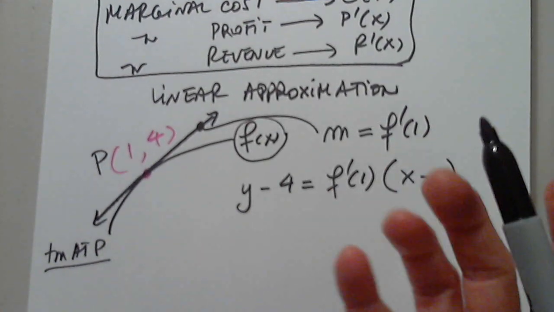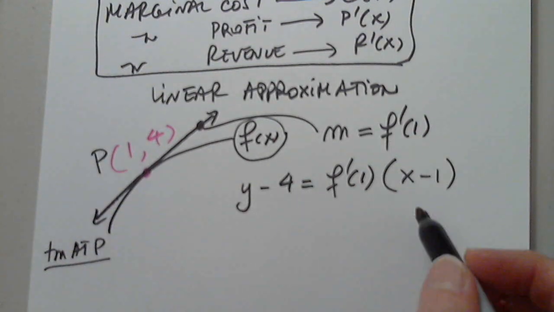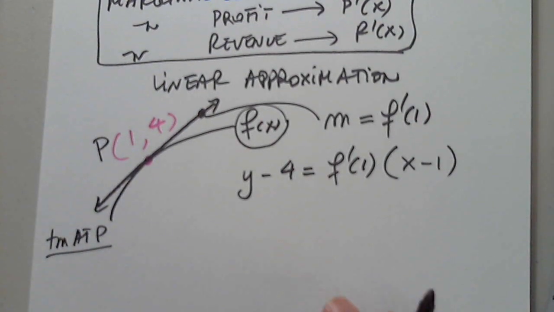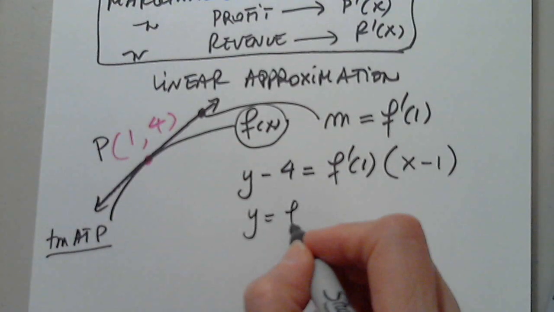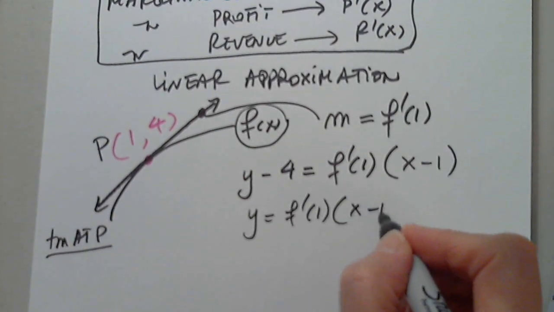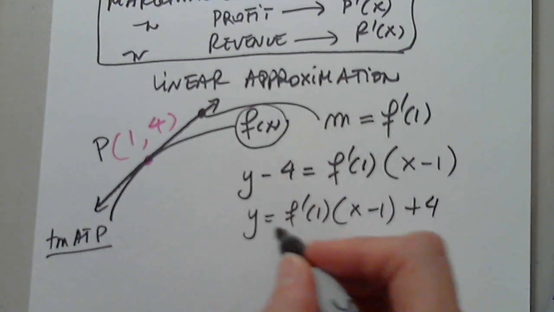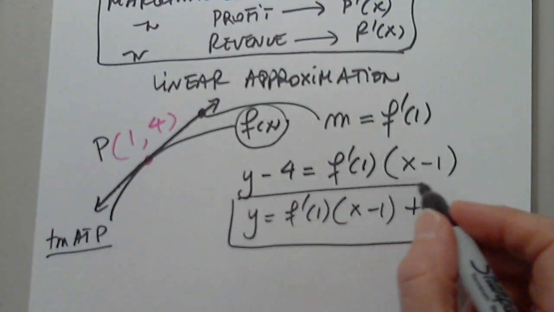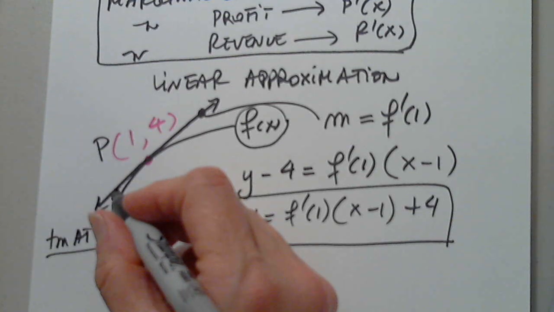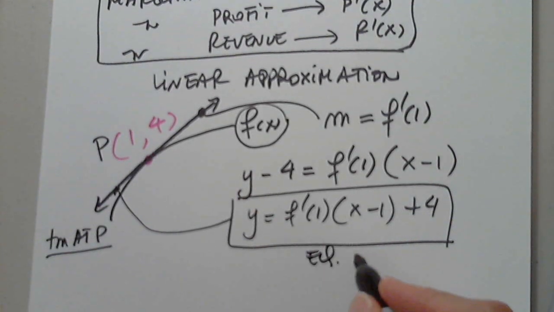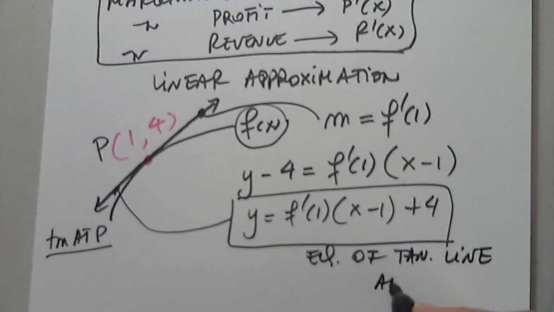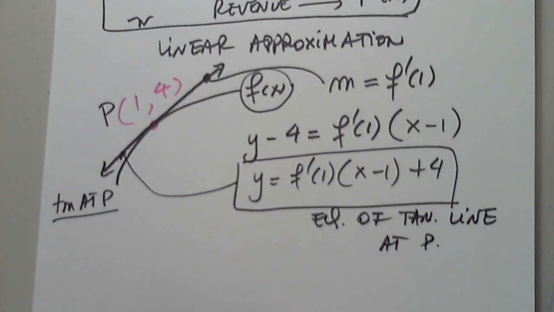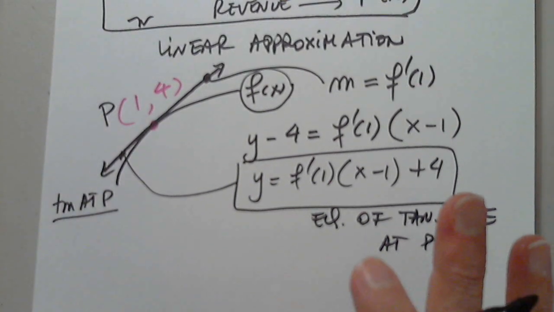But you will give me a function. Give me a function, and we can finalize it with a numerical example. So y equals then f prime of 1 times x minus 1, and of course plus 4. This is the equation of the tangent line. Equation of tangent line at P. And you can say, what's the big deal? I'll explain in a minute.